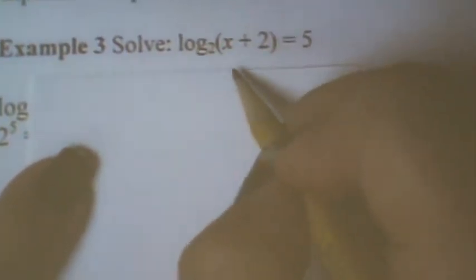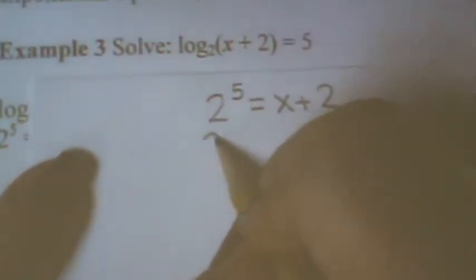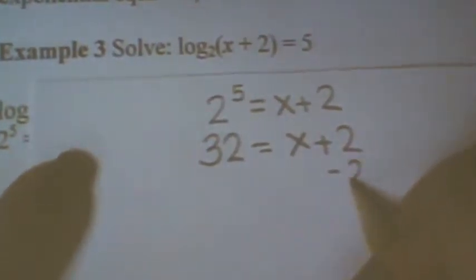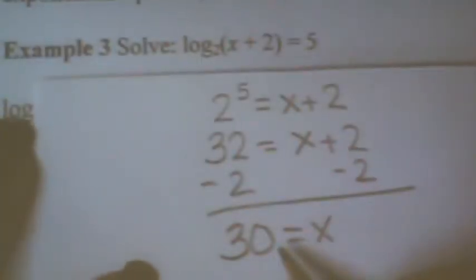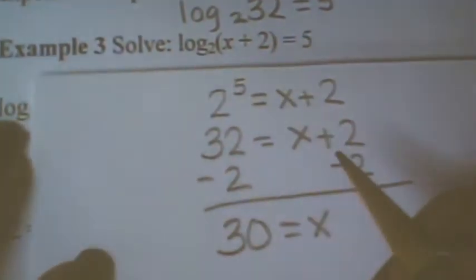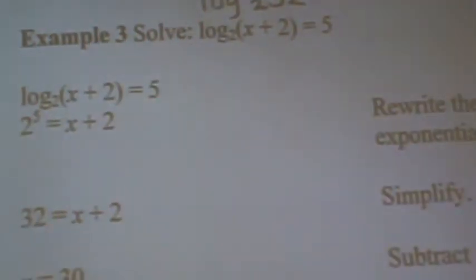How do you translate this to exponential form? 2 to the 5th power is x plus 2. What is 2 to the 5th power? 32. And then how would you finish this? Minus 2. 30 equals x. Now, does this work? If I were to plug 30 right here, what is 30 plus 2? 32. So ask yourself, is 2 to the 5th power 32? Yes, it is. So the answer was 30. It's correct.